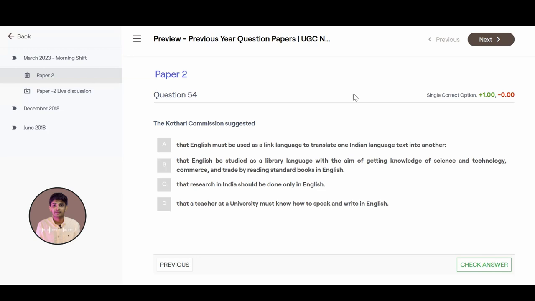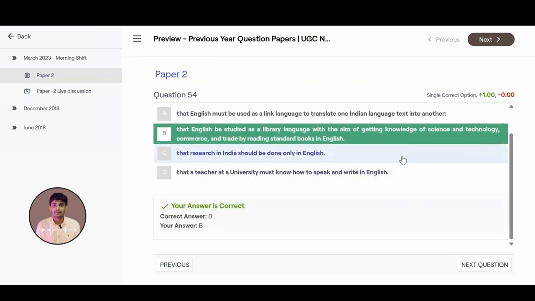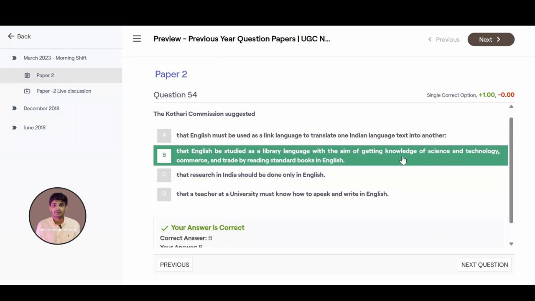Question number 54. Give me the answer. Take a guess. So this Kothari Commission was officially known as the Education Commission, and it was established in 1964 to examine and make recommendations for the development of education in the country. Give me the answer. Take a guess. Easy guess. Or take a free hit if you can't guess. Anybody? Doctor, anybody? Let's go with B then. So this Kothari Commission suggested that English should be studied as a library language with the aim of getting knowledge of science and technology, commerce and trade by reading standard English books.